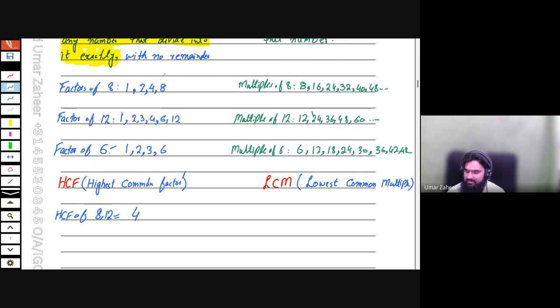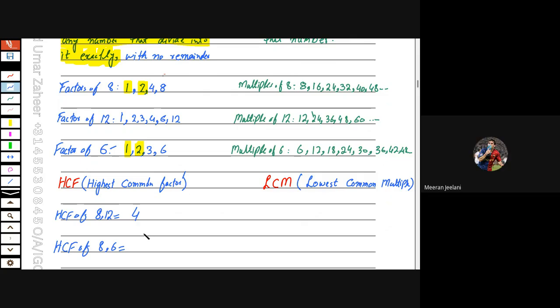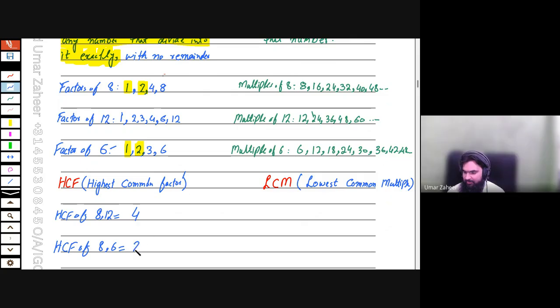In the same way, if I'm going to talk about the HCF of 8 and 6, obviously 1 is a common factor, 2 is a common factor, and that's it. So which is the highest common factor between these two numbers? 2. That is 2.